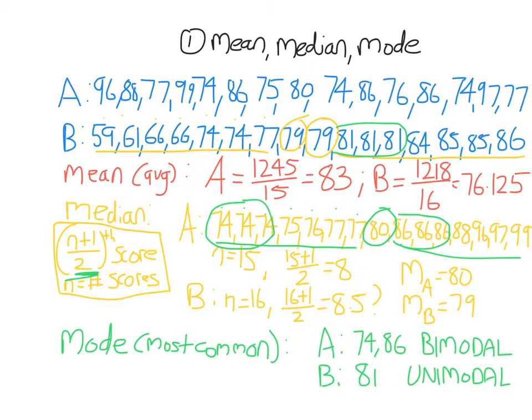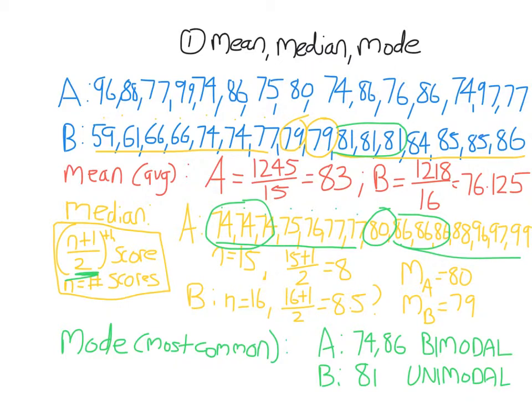Data can be unimodal if it has one mode. It can be bimodal if it has 2 modes. If it has more than 2 modes, it's called multimodal. Note, if a data set has no numbers repeated, then it has no mode.